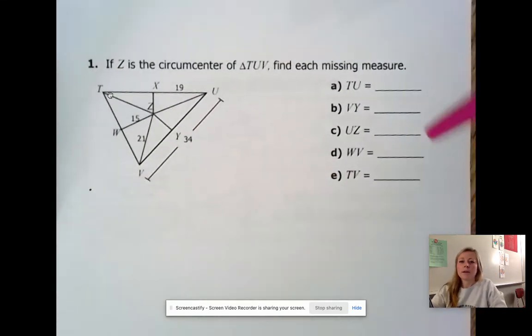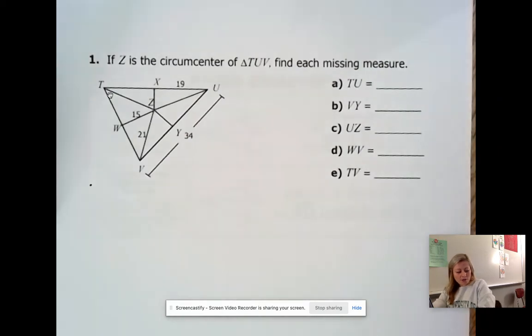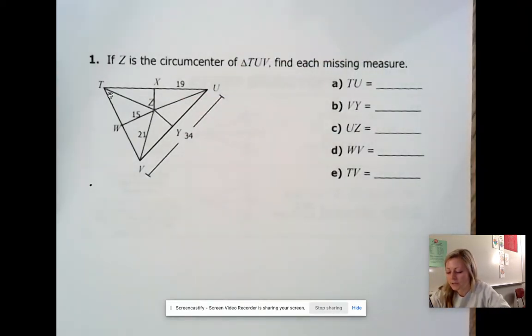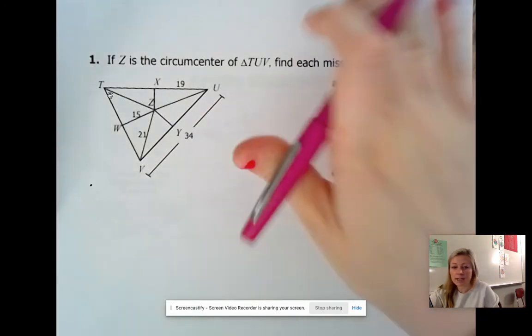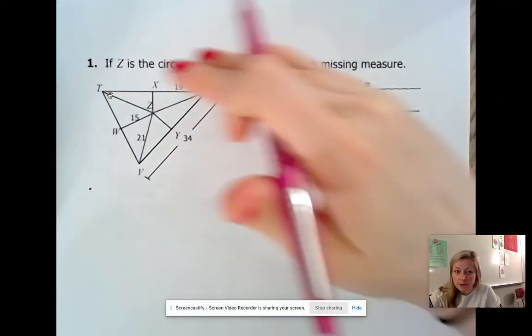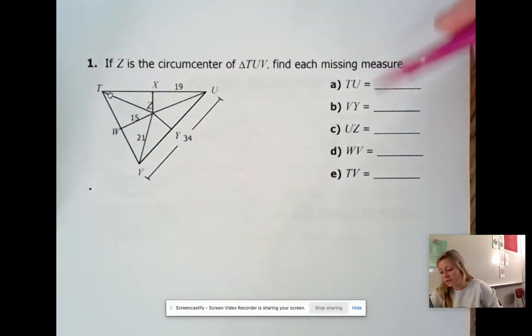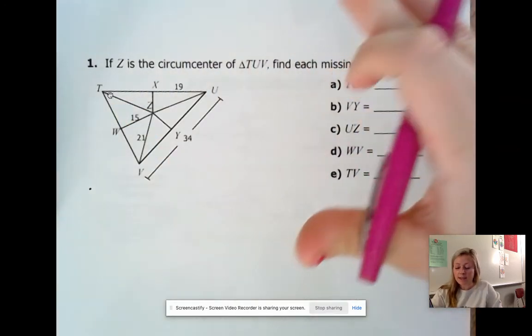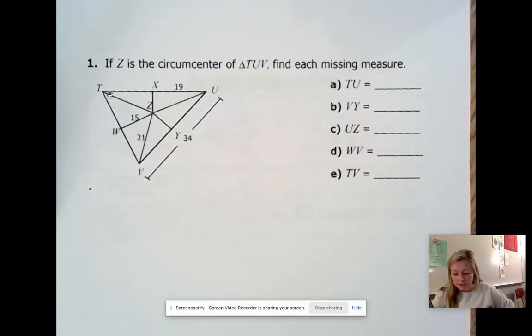Okay, here we go. So we are given that Z is the circumcenter of triangle TUV, and we're looking for each missing measure. Sometimes it's easier to just not even worry about what you're trying to find and then just label your picture. Sometimes it's easier to see what you're trying to find so you don't do a bunch of extra work. There's just kind of a lot of options here. I personally like to just look at my picture and label everything I can and then see what I'm missing afterwards. I think that's the easiest route to go.